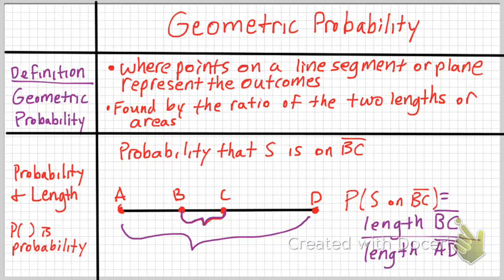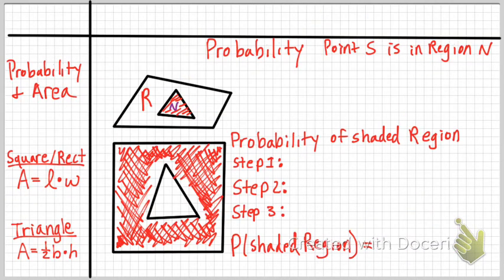So really the main thing that we have to take away from this is that representing probabilities as lengths and areas just allows us to have a more complete picture of what those probabilities will be. We can also talk about probabilities on areas. So if we're talking about the probability that some point S is on the region N, so this is the probability that if I take some random point here, I want to find the probability that S here is in the region N.